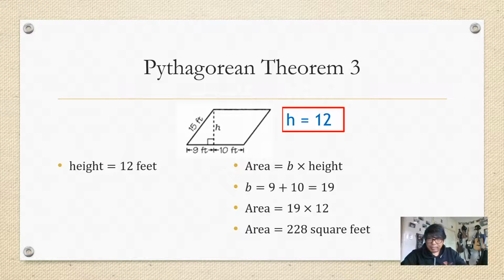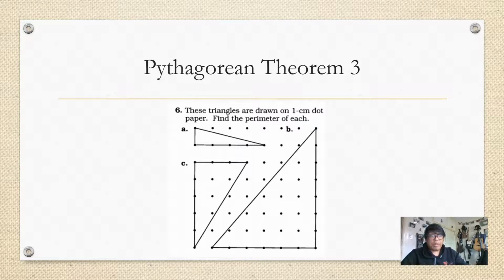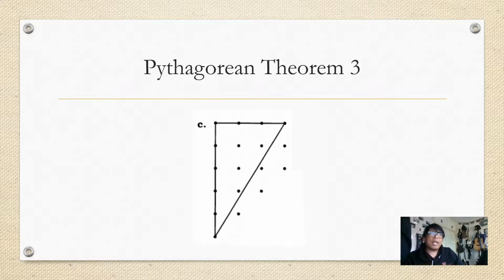Lastly, we'll get to this one, number 6. And we've got triangles drawn on 1 centimeter dot paper, and we're supposed to find the perimeter of each. Well, I'm not going to do each of them. I'm just going to do letter C, I think it is. It's a creepy squeak there, right? So let's isolate letter C.